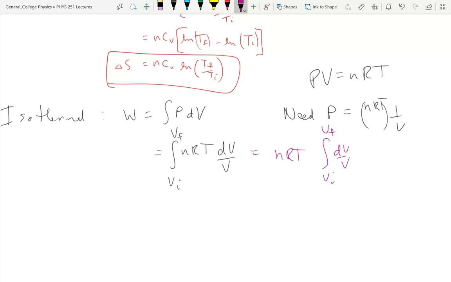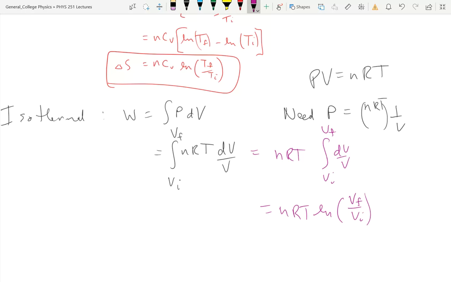And then, as Nate said, it's natural log. We just did it with T's a minute ago. So I'm going straight to the quick of it because we just did the long of it. And so there's our equation for the work for an isothermal process.